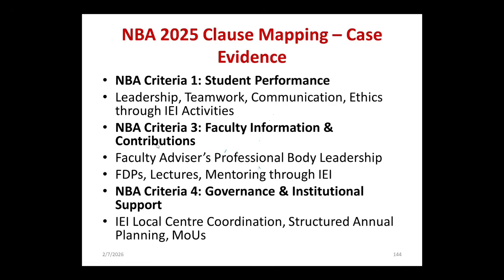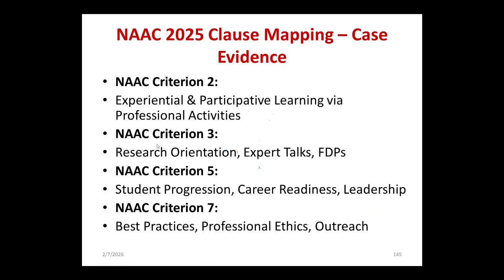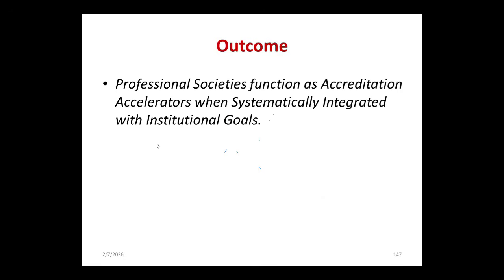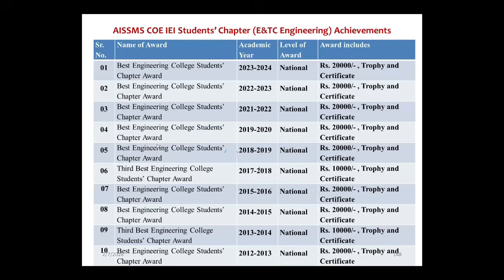Then the mapping of each and every activity we are doing: we form COs, and those COs are mapped with POs and PSOs. In NAC also we are doing that under criteria 2, 3, 5, and 7. Then we are getting the impact analysis and replicability under NAC and NBA. And the outcome is that professional societies function as an accreditation accelerator when systematically integrated with institutional goals. So this is the list of awards.